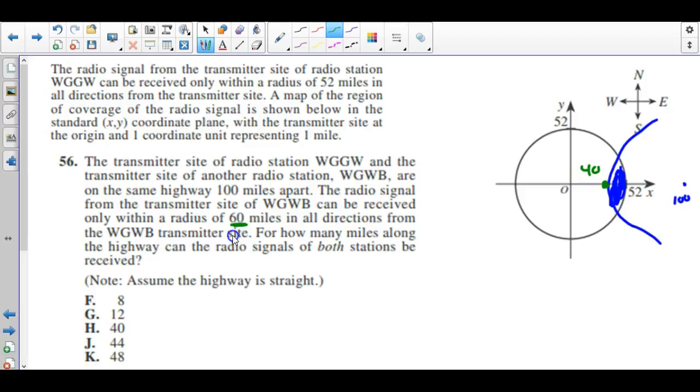And we're looking at how many miles along this highway can both stations receive. So once you hit 40 all the way up to 52, you're getting this area right in the middle of both. So 52 minus 40 means 12. So 12 miles along that freeway.